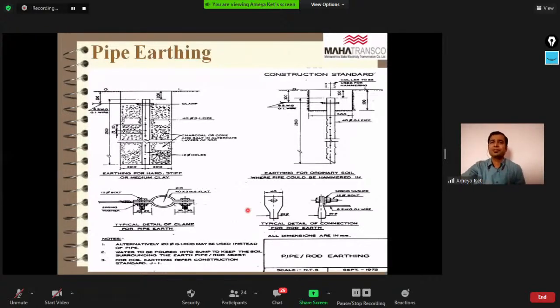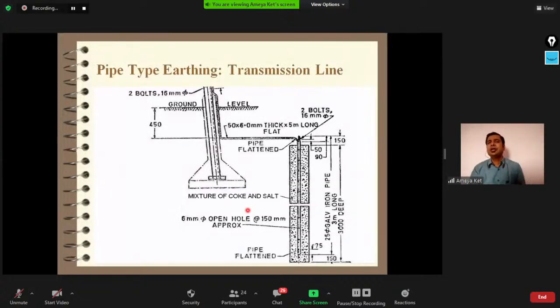So moving again to pipe type earthing, for the particular transmission tower we have leg earthing with the help of a pipe electrode. Similarly, we use a 3-meter galvanized iron pipe. Similarly, for each and every third tower, we make an earth.